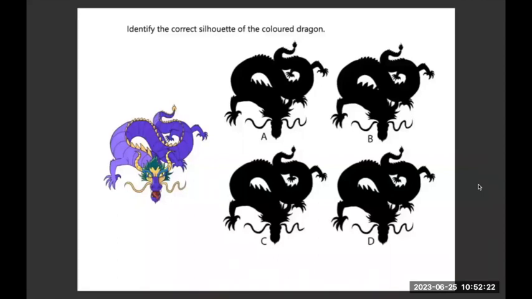Tanvi, wrong answer. Shrujal, wrong answer. Aditya, correct answer. Anshi, correct answer. Trisha, wrong answer. Anya, wrong answer. You're answering everything now. Okay. Sanchi, correct answer. Lavya, wrong answer.